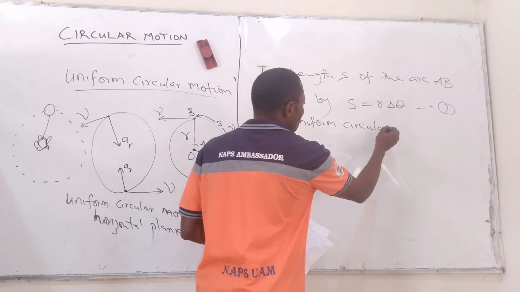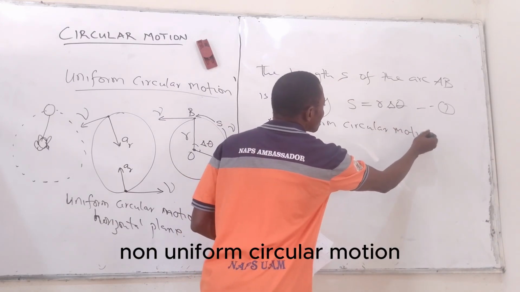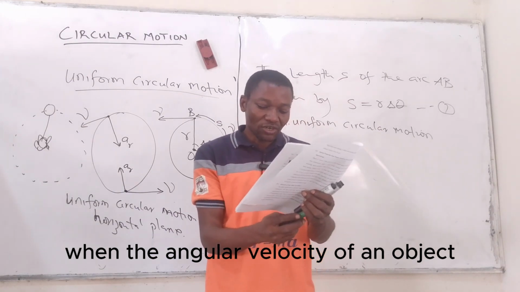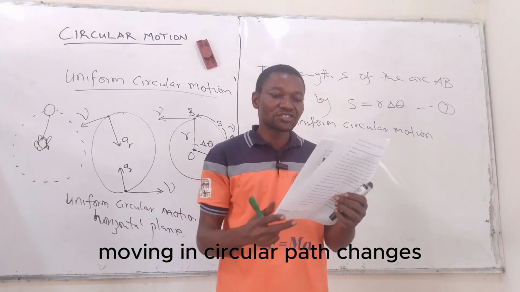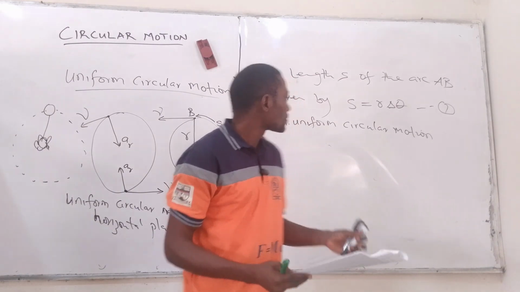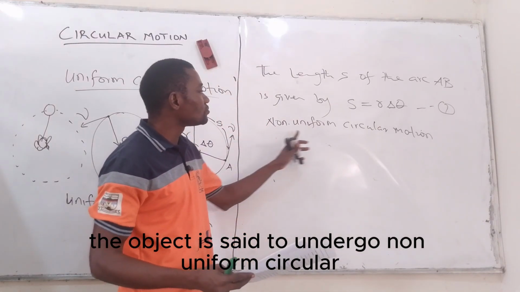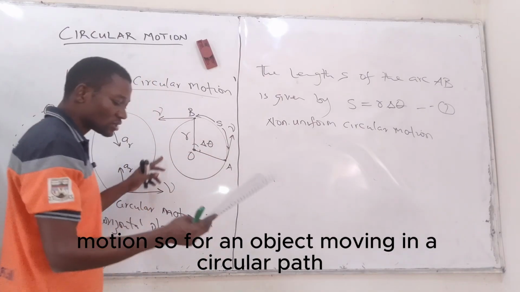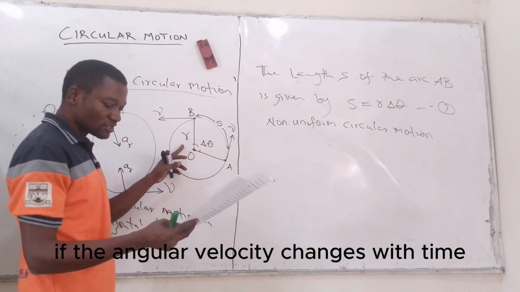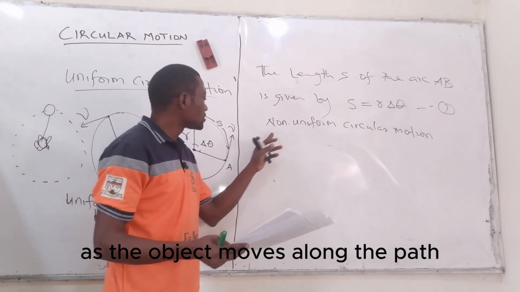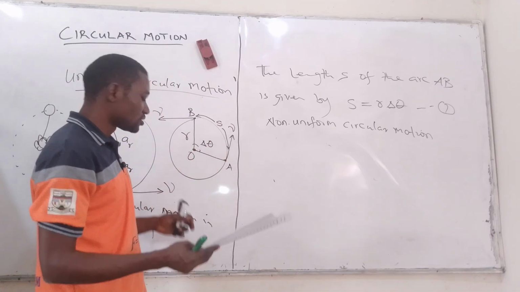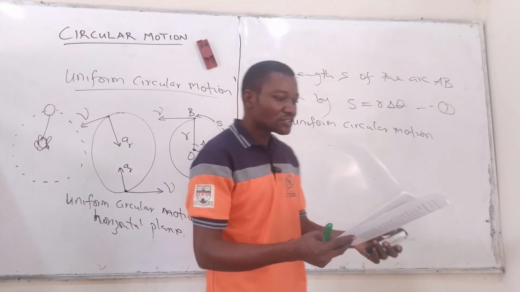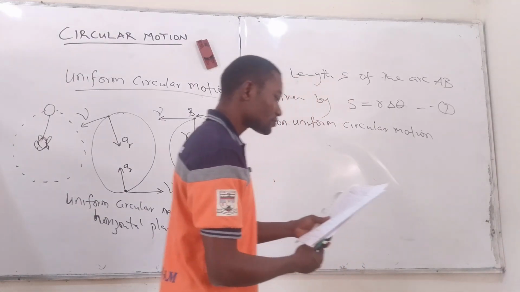circular motion. Non-uniform circular motion: when the angular velocity of an object moving in a circular path changes with time, the object is said to undergo non-uniform circular motion. So for an object moving in a circular path, if the angular velocity changes with time as the object moves along the path, we say that it is undergoing non-uniform circular motion.